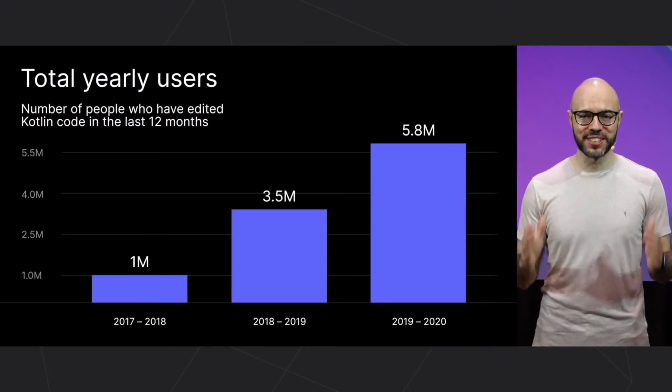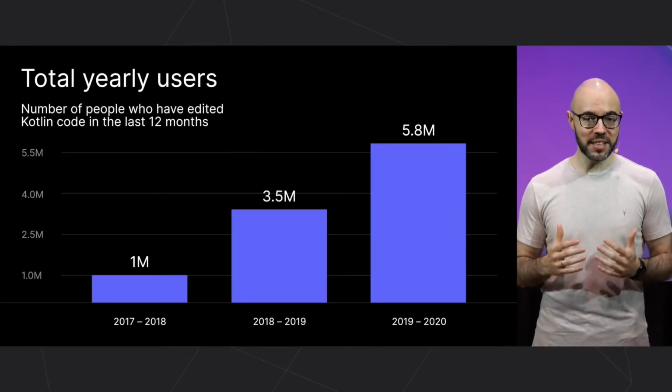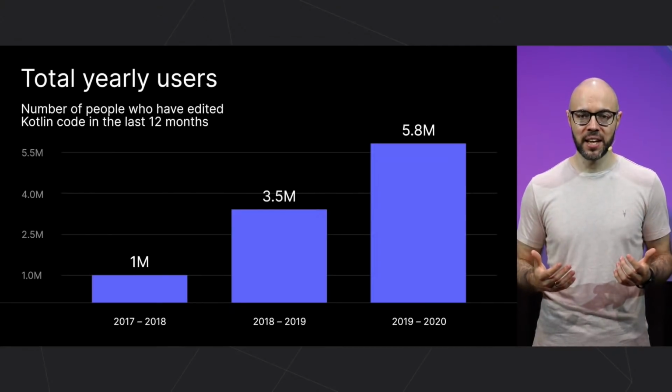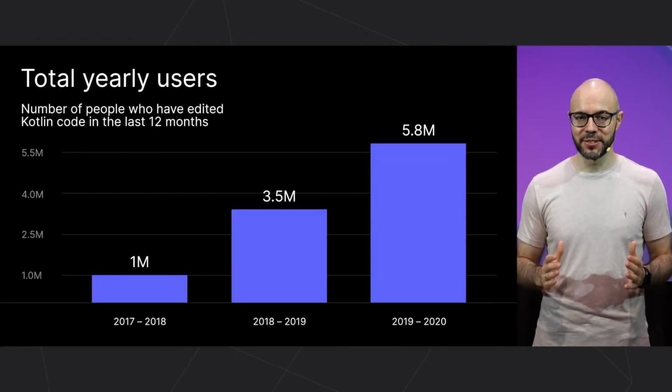And we are very proud to see that the number of people using Kotlin is constantly increasing. It means that both the enthusiasts and the people they're influencing love the language. In the last 12 months, nearly 6 million people have edited Kotlin code in their IDE at least once, which is 1.5 times more than last year and 6 times more than the year before.